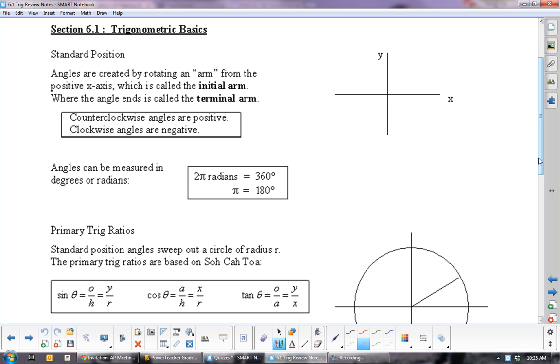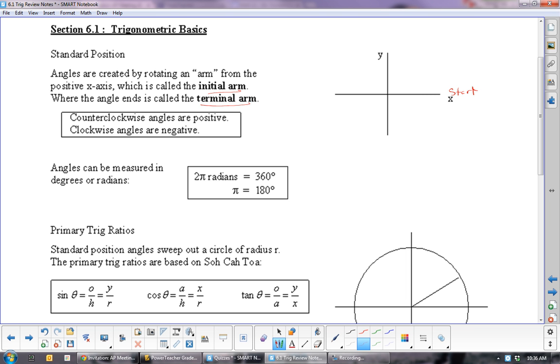Now, angles are created by rotating an arm from the positive x-axis. So you're always going to be starting here. The initial arm is where you start. The terminal arm is where you finish.